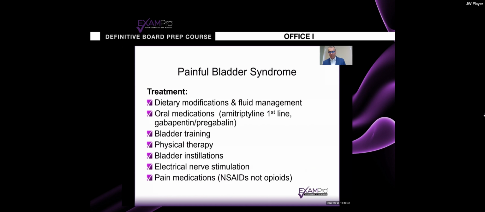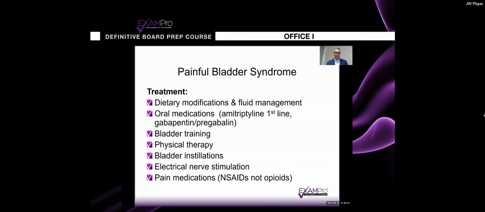So I do want to mention that the big issue with treatment here is that there are a lot of different symptoms, and there are multiple different potential treatment options that can be utilized. And so the reason I say that is because when you look at this list, there are a lot of different things listed here, and I'm going to cover a few of these in a little bit more detail.